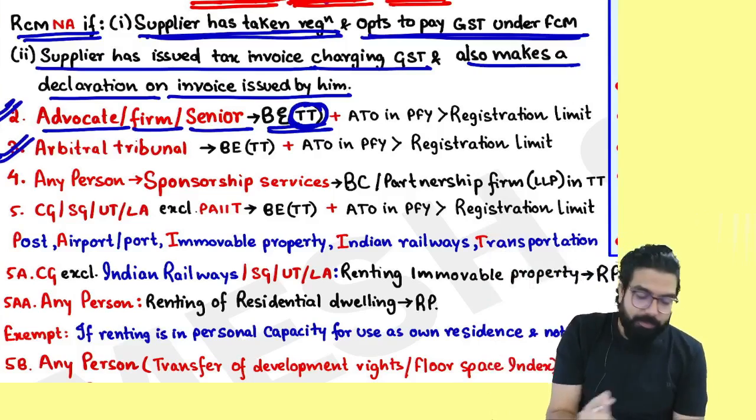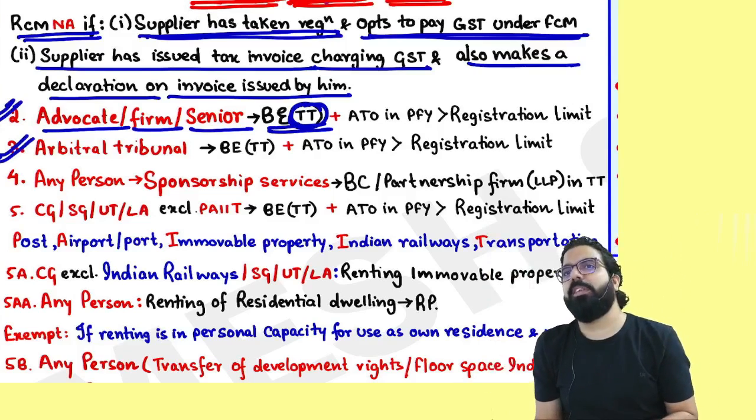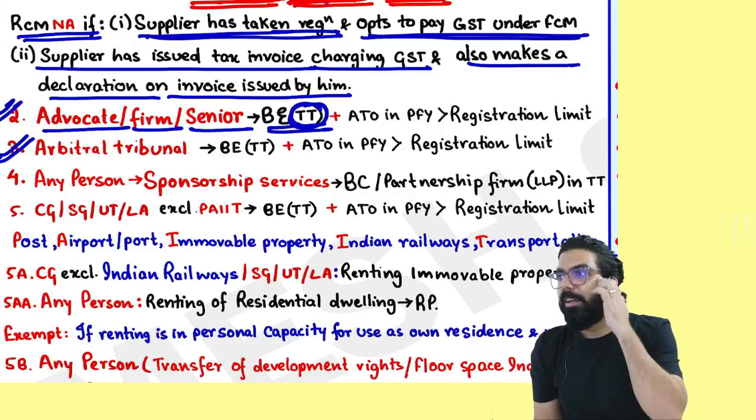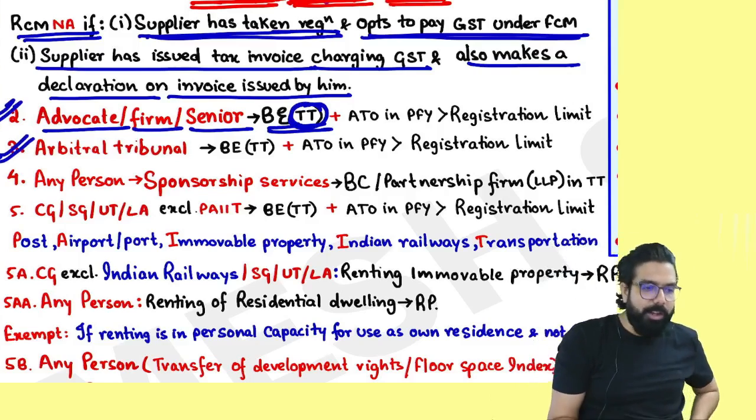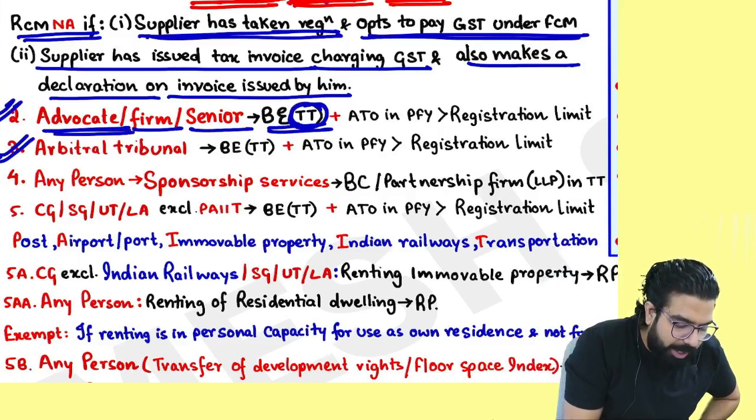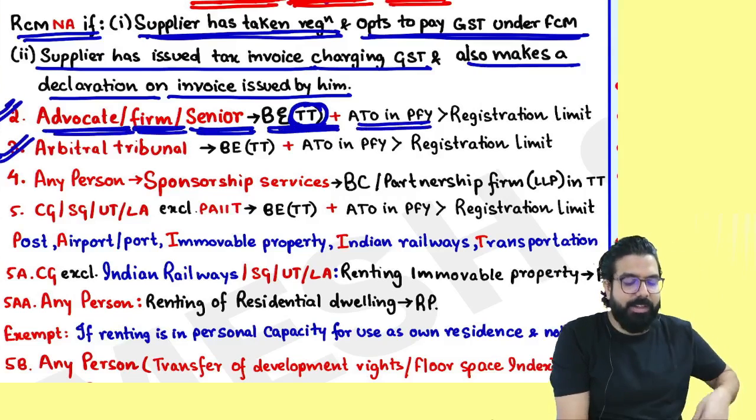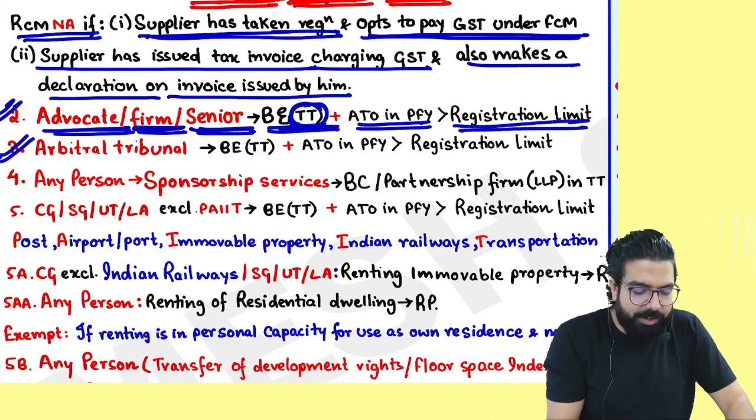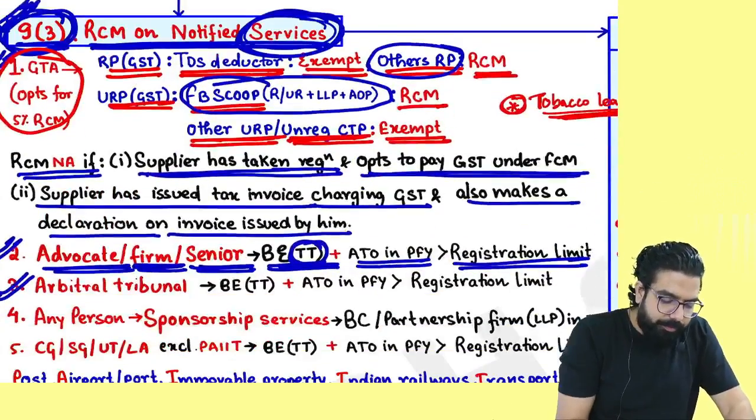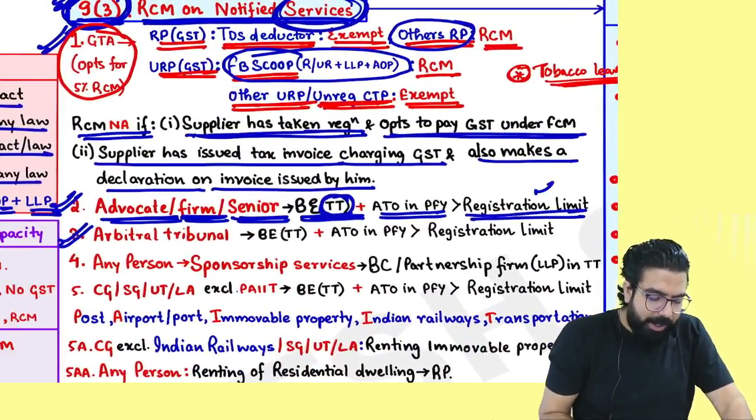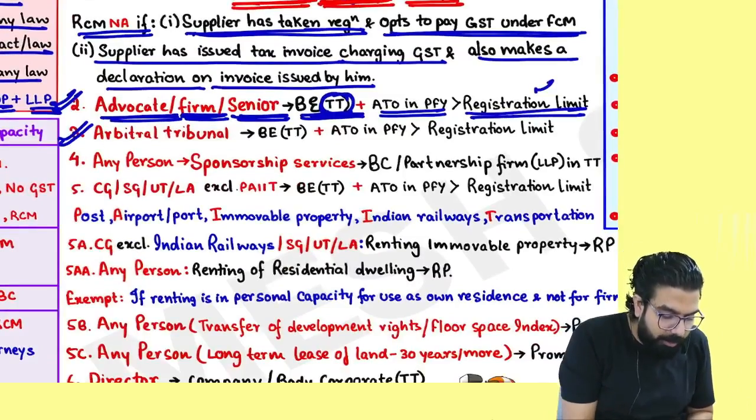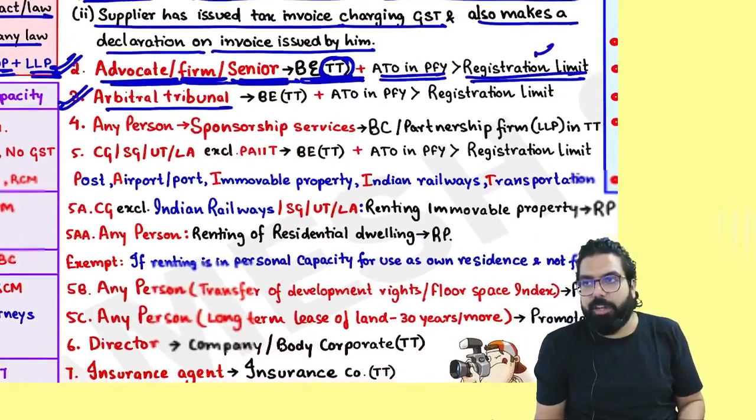They are telling what? You know what? If you are giving services outside India, it will generally become export of service. Export of service will become zero-rated supply. Can we go ahead, everyone? So what the government is telling over here is, if an advocate, firm of advocate or senior advocate is giving services to a business entity whose aggregate turnover in the last year is more than what, everyone? Registration limit, then RCM will be applicable. Whether it is arbitral tribunal or it is advocate or senior advocate.